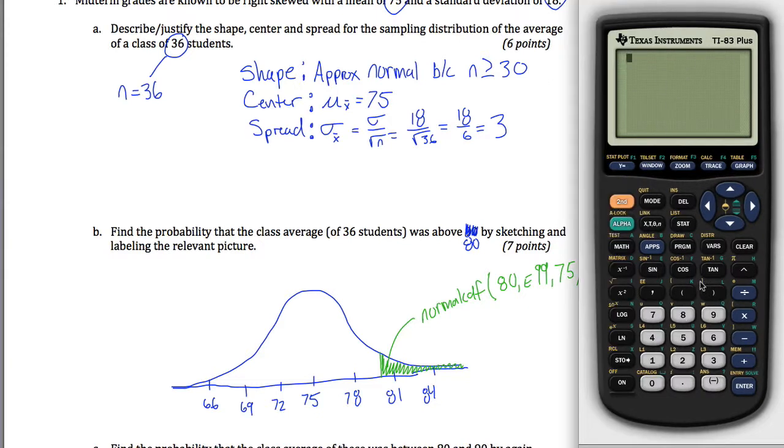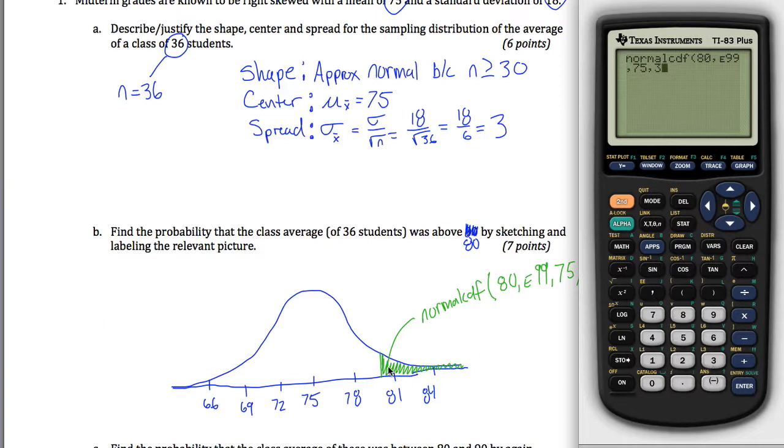Okay, so the way you get normal CDF is under the distribution menu right here. So hit second and then variables to get into distribution. Normal CDF is the second thing listed. And if I tell it 80, the E for scientific notation is above this comma. So hit second comma. What did I say, 75 and 3.